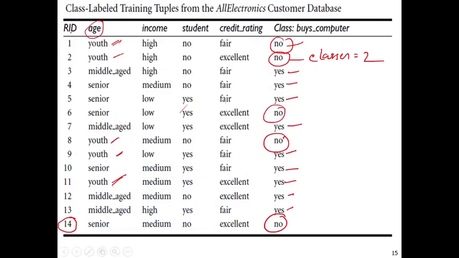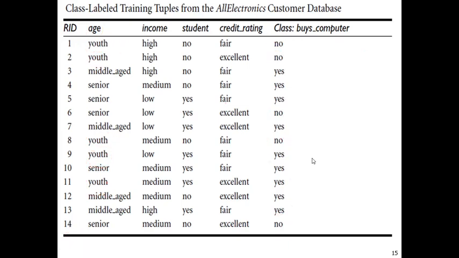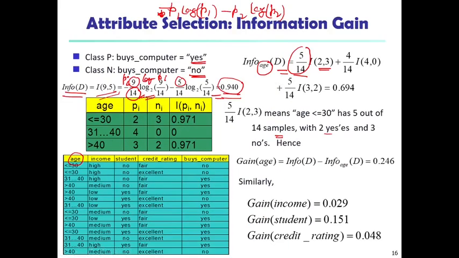So 5 by 14 is for youth. There are 5 instances, and out of those 5 instances, 2 no's and 3 yes. So that's why it is written 2, 3 for the youth. So we are going to calculate the information age now. So 2, 3, this is done.